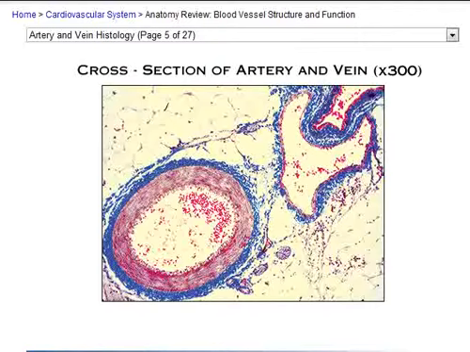Plus, watching the videos and everything here really gives me an overview of the whole system, how they function. I'm going to talk about arteries and veins and arterioles and capillaries and the different structures and functions and the roles they play in the body.